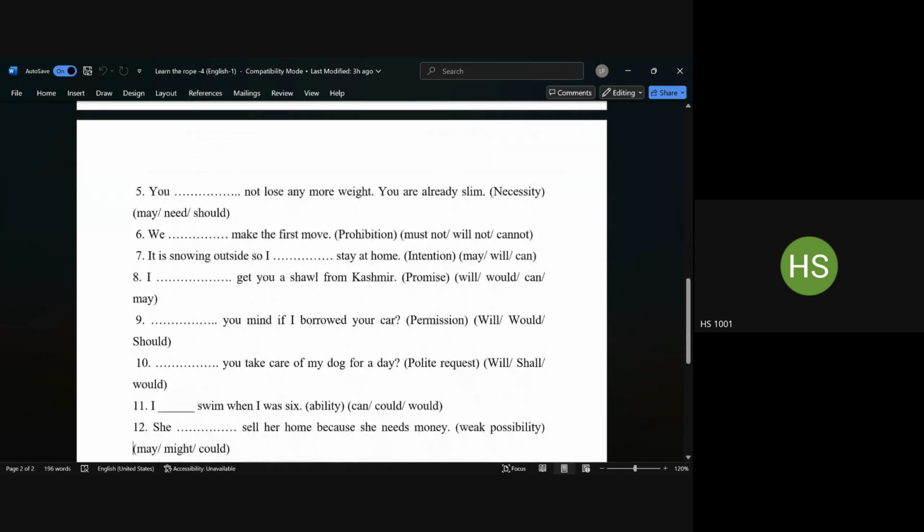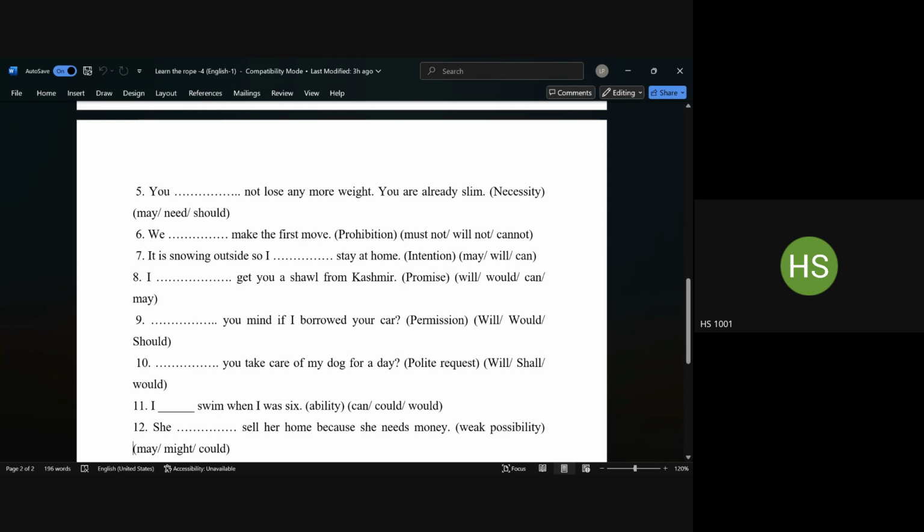And then fifth one, you dash not lose any more weight. You're already slim. Necessity. May, need, should. Need, right? You need not lose any more weight. So need, need to, need not are also semi-modal verbs, which indicate necessity. They are similar to your core modal auxiliary must. They're used in that sense, but this is semi-modal, which means it can undergo change in the tense. You need not lose any more weight. You are already slim. This is necessity.